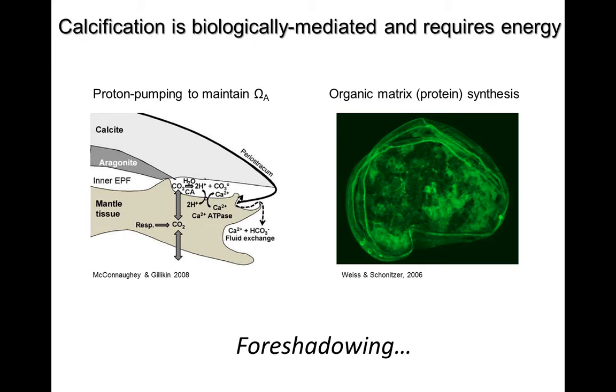The other way is that within this shell, there's an organic matrix, and this is a decalcified larval shell showing protein stains in here, and there's a series of proteins that are involved in the coordination and essentially the scaffolding of where the bricks, in terms of the calcium carbonate, go. Both of these things require energy, and this is what really allows these organisms to calcify at rates that are much faster than what would normally happen. So I'm going to come back to this. This is a bit of foreshadowing for the story we're getting to.